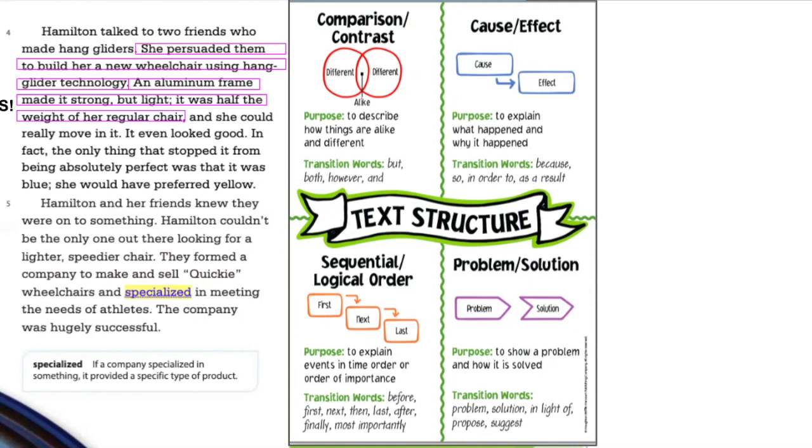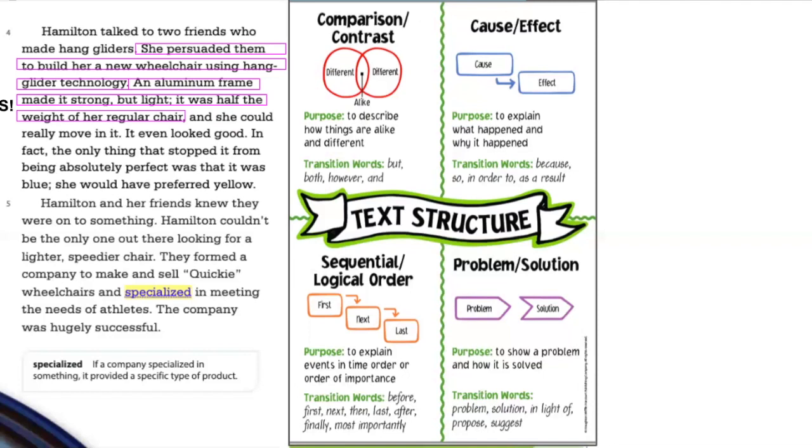Now I'm going to read and look for signal words in paragraph 5 to help me recognize the organizational pattern. Hamilton and her friends knew they were onto something. Hamilton couldn't be the only one out there looking for a lighter, speedier chair. They formed a company to make and sell quickie wheelchairs and specialized in meeting the needs of athletes. The company was hugely successful.